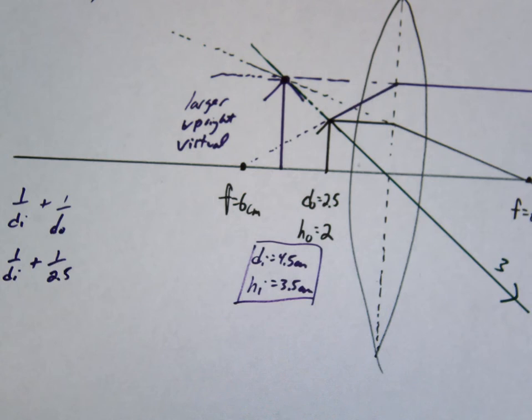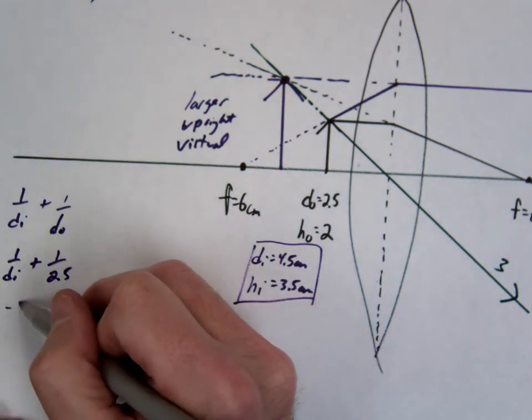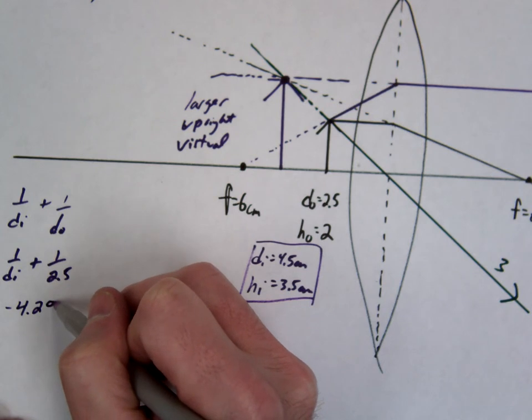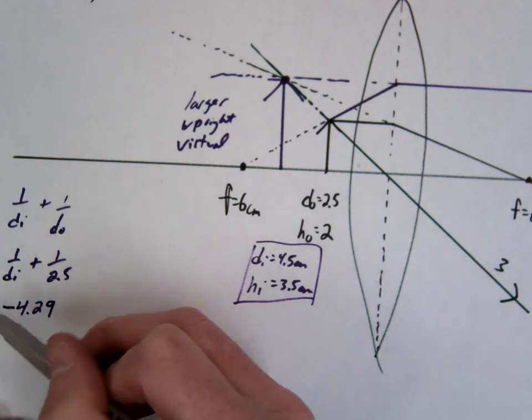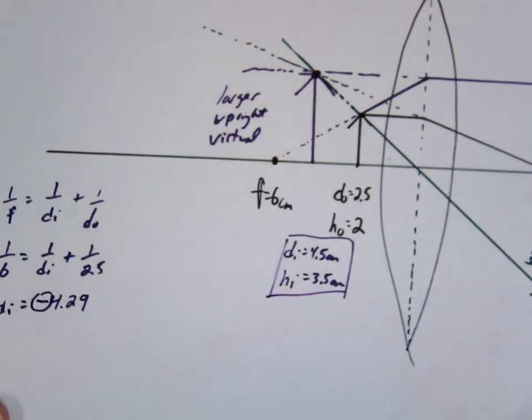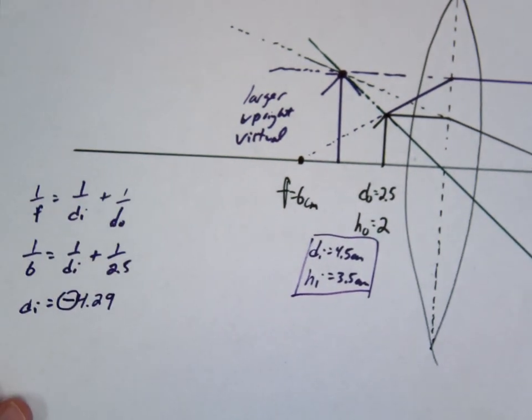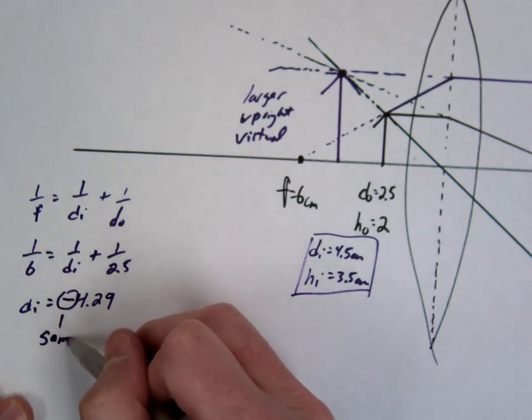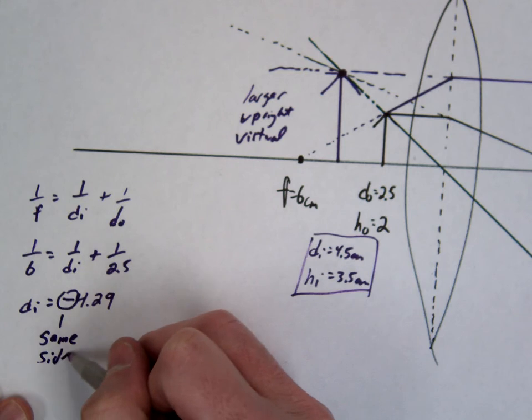What are you guys getting for DI? Did you say 9? Okay, alright, look at, we got that negative here. What does a negative DI mean for lenses? Same side. So this is the opposite for lenses and mirrors.